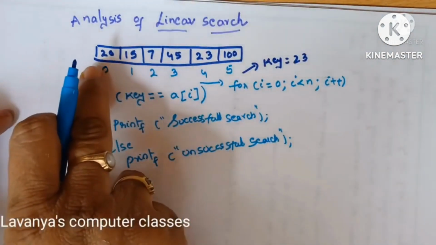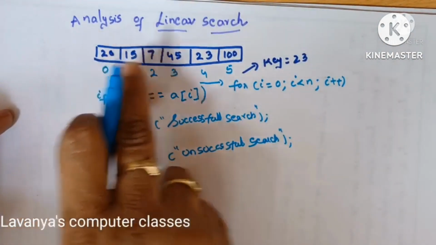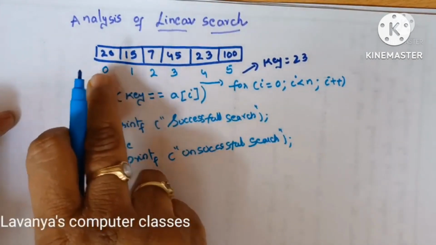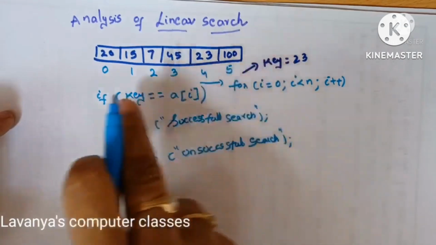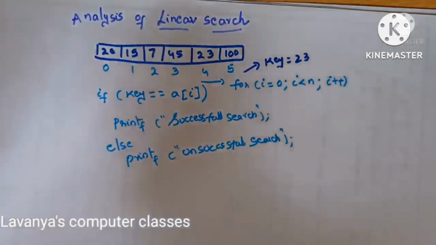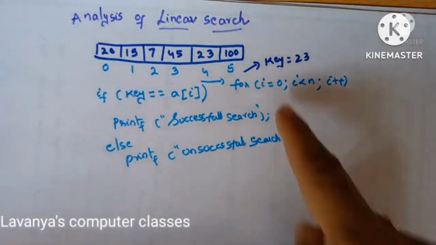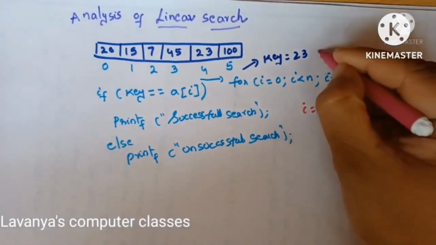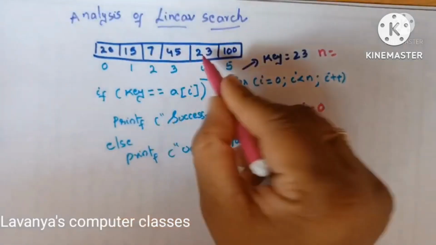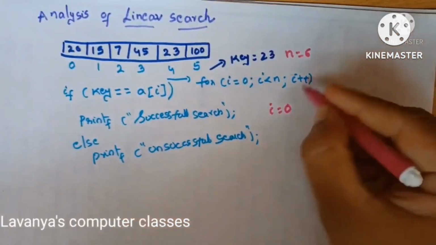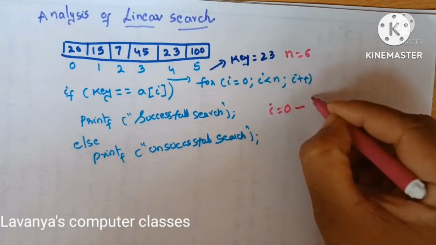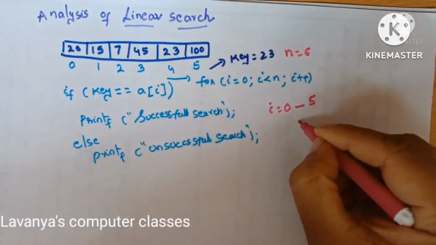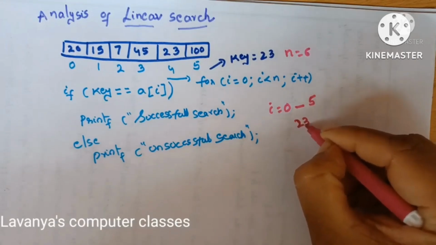So take the elements, loop from I value 0 to I less than n, and compare each and every element with the key. Check whether the key element is the first element or not. So for example, loop I value starting from 0. What is n here? n equals 6 elements, so I goes from 0 to I less than 6. What is the key element? The key element is 23.